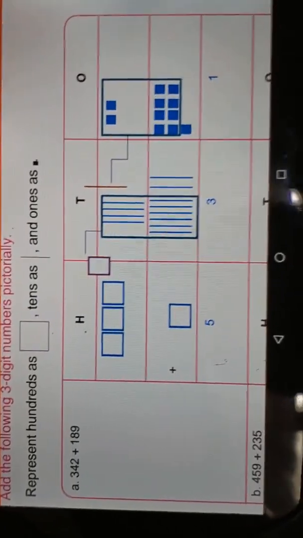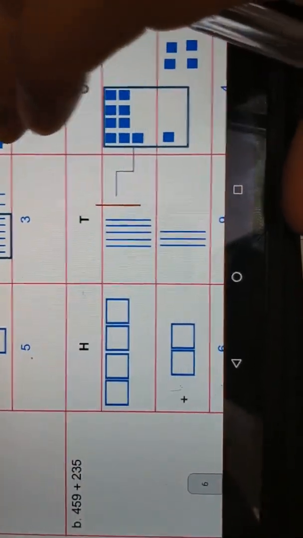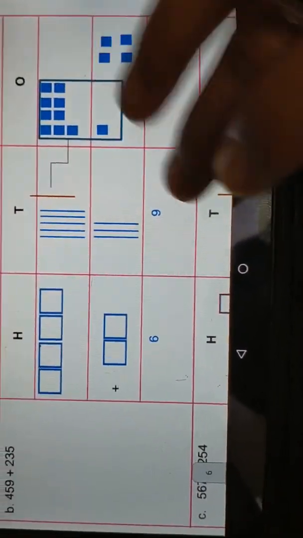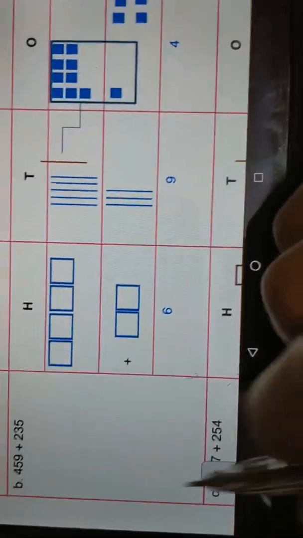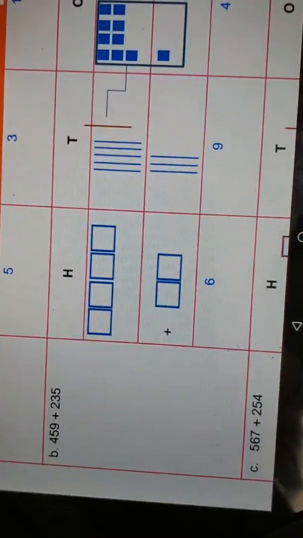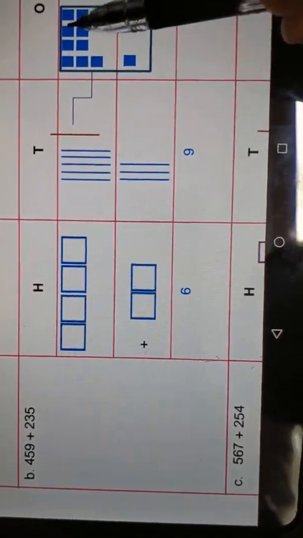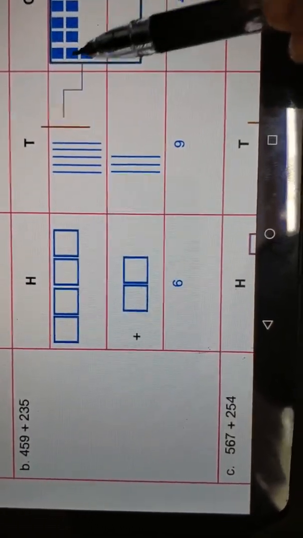Okay students, I hope your work is complete. Now we'll start the next sum. The next sum is 459 plus 235. So in that we have to draw the 9 boxes in the ones place: 1, 2, 3, 4, 5, 6, 7, 8 and 9.